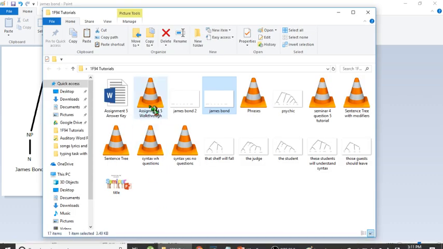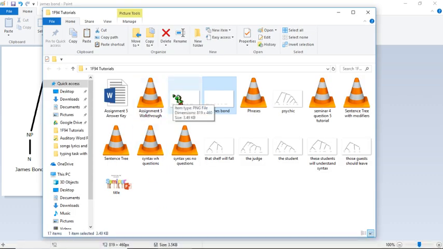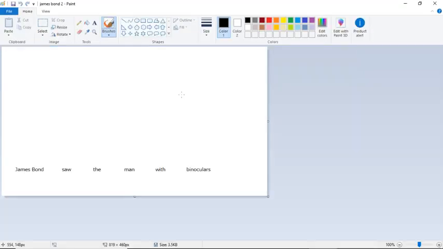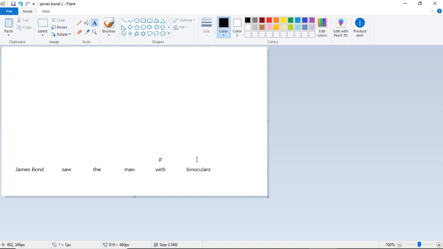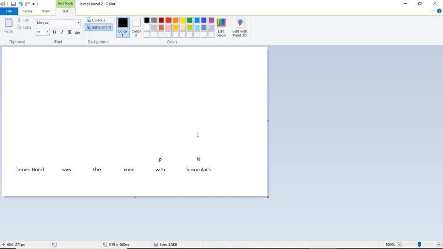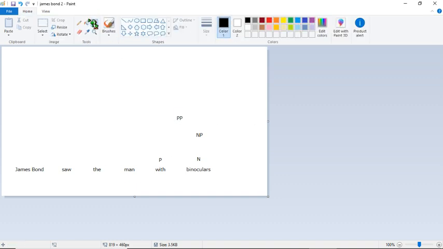Now let's draw our second tree. So in this interpretation, James Bond is using binoculars to see the man. So similar to before, we have a prepositional phrase here, like so. These will attach here. Oops.